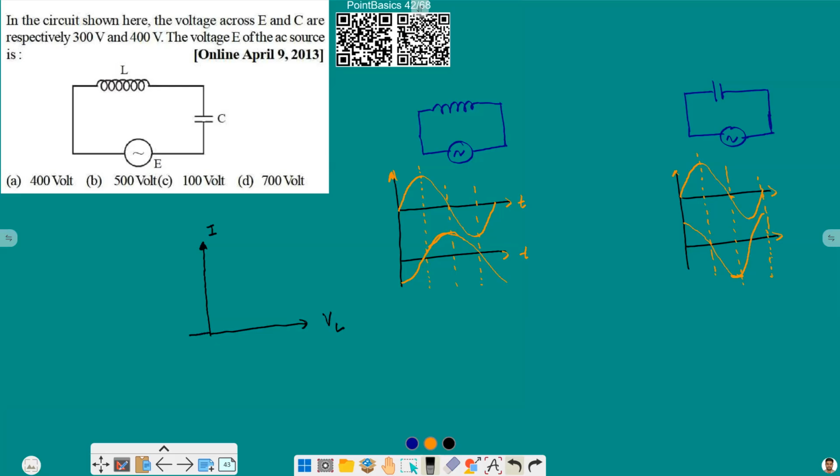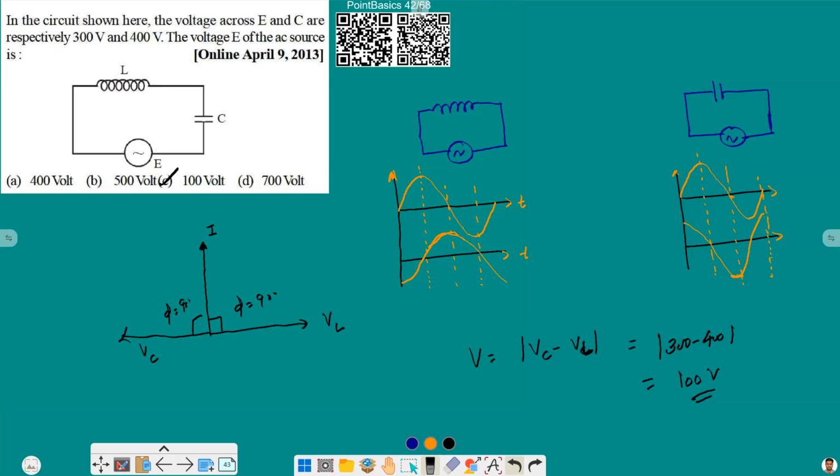So in case of a capacitor, the voltage will be something like this. And we are taking a pure circuit here, so this angle phi will be 90 degrees in both cases, as we have already studied that in a pure inductive or pure capacitive circuit, phi is 90 degrees. So now we can see that both voltages are out of phase, and the actual voltage in the circuit will be the difference of their moduli, because they are out of phase. So we can say modulus of VC minus VL, that is modulus of 300 minus 400, which will be 100 volt for us. So option C will be the right answer.